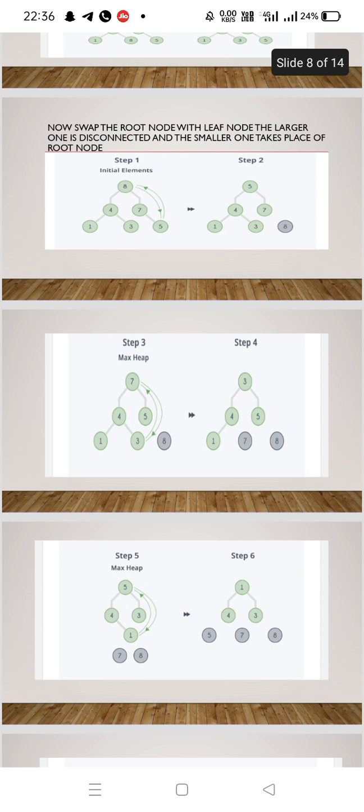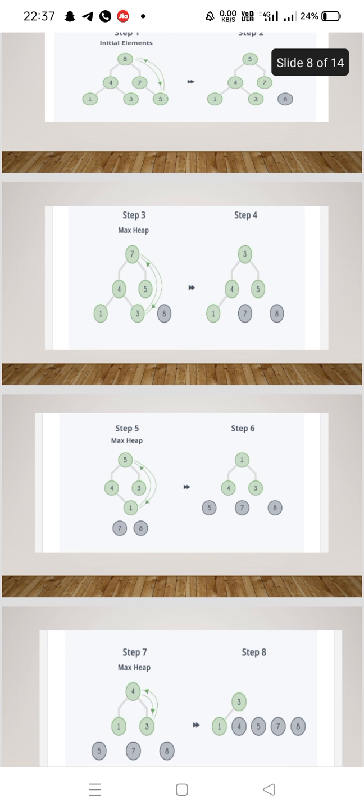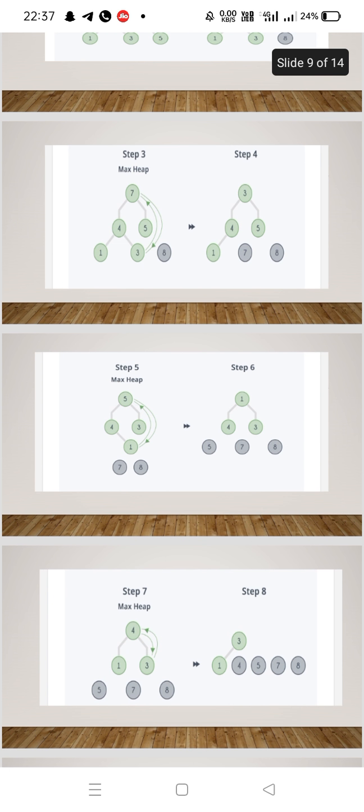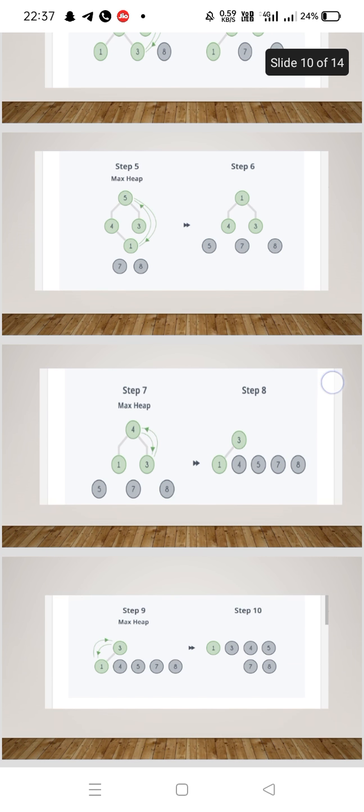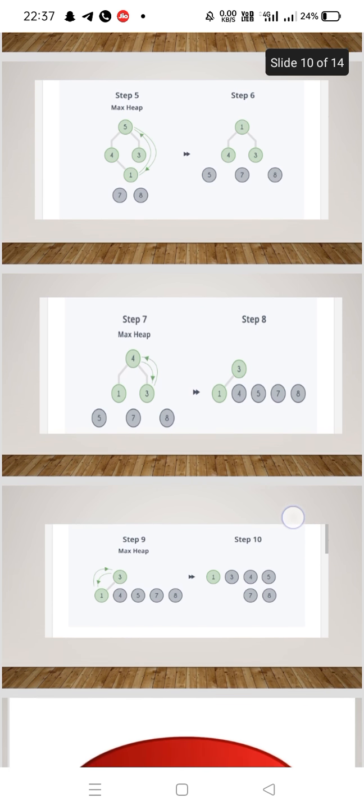Now in step 5 it compares 5 and 1. 5 is the larger element, it is disconnected, and all the disconnected elements are placed in order. The smaller element 1 is placed at the root place. Now we have 3 elements: 4, 1 and 3. Now it compares 4 and 3. As usual 4 is the larger element and 3 takes the place of the root node. Now comparing 3 and 1, 1 takes the root node place and 3 is disconnected.